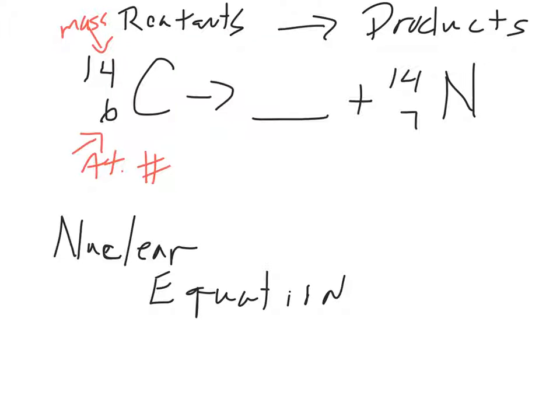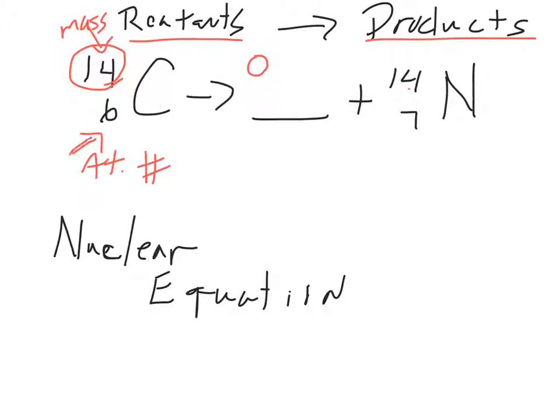Now, each side must equal. So if on my reactant side I have 14, that means my product side must equal 14. So 14 plus what is going to give you 14? 0. Yep.